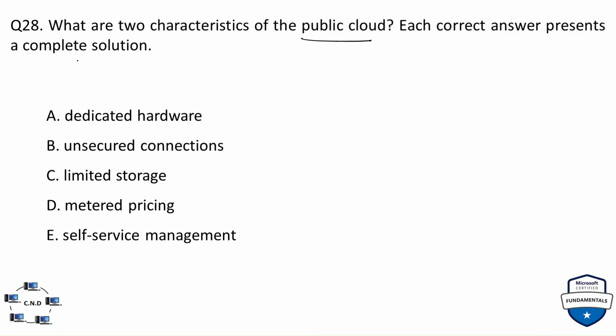Question number 28 is, what are two characteristics of the public cloud? Each correct answer represents a complete solution. And the options are A, dedicated hardware, B, unsecured connection, C, limited storage, D, metered pricing, and E, self-service management. And the correct options are metered pricing and self-service management. The public cloud provides us with metered pricing and self-service management.